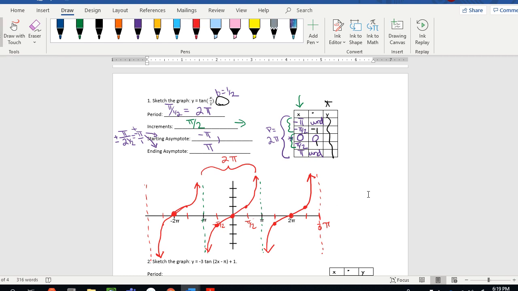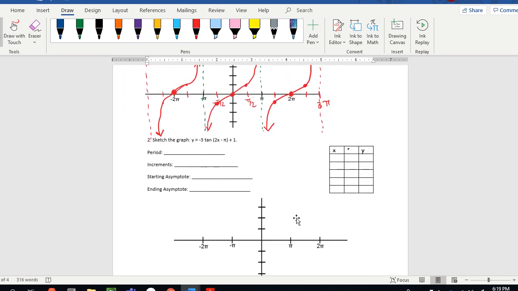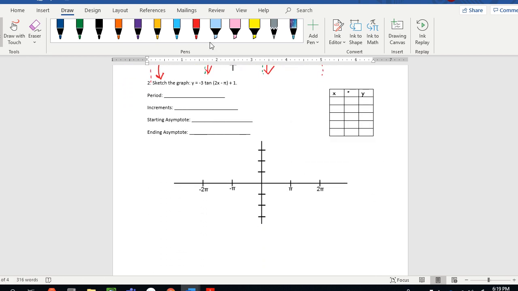Now, if you want to stop this, please stop it and don't watch another one and see if you can get this one by yourself. I'm going to keep going. So this time I'm going to have negative 3.